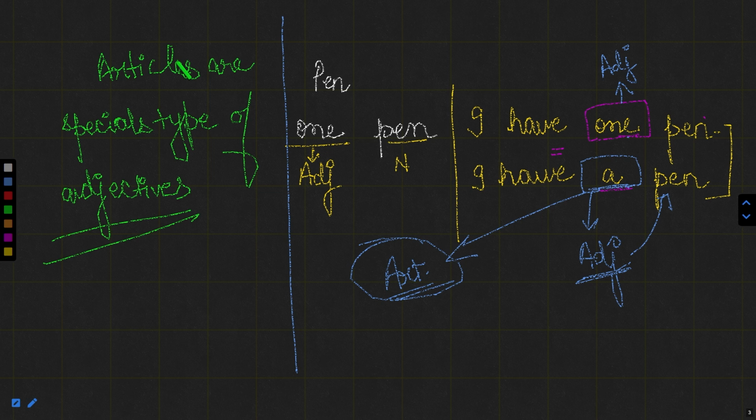So here we can conclude the definition of article: articles are a special type of adjectives, or small words which are written before the noun to specify them, to make them specific, and this article is actually a special type of adjective. So these are articles. Now let us go back to the slides.